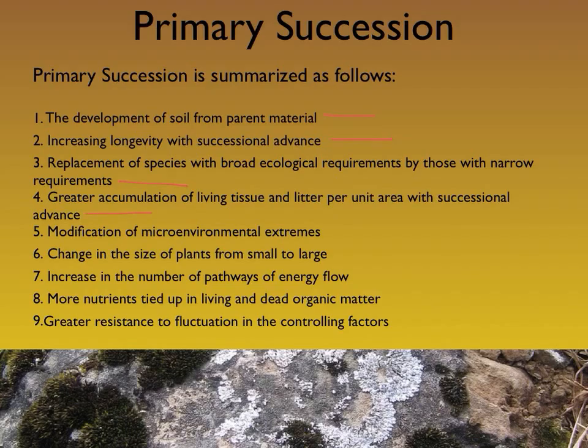Greater accumulation of living tissue and litter per unit area with successional advance. That means more things are living and more things are dying. So we get more organic matter. If that's the case, then we're going to have more nutrients that are cycling in that system.